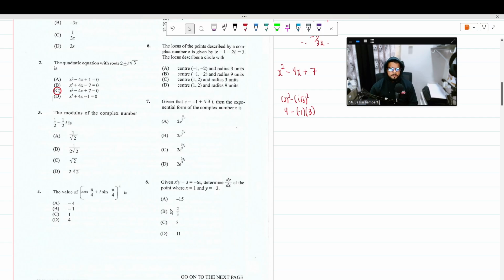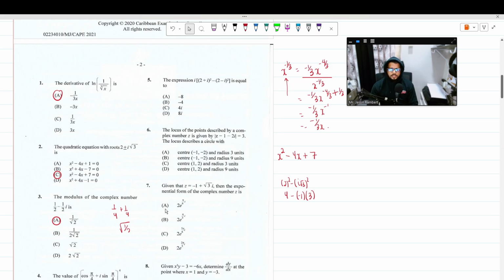The modulus of the complex number: we square a half, we square the negative a half, we add them together, and we get a quarter plus a quarter, which is a half, and then we take the square root. So it's the square root of 1 over 2, which is 1 over root 2. Using De Moivre's theorem, bring the 4 down, so we get cos pi. Cosine of pi is minus 1, and sine of pi is 0, so this is going to be minus 1.